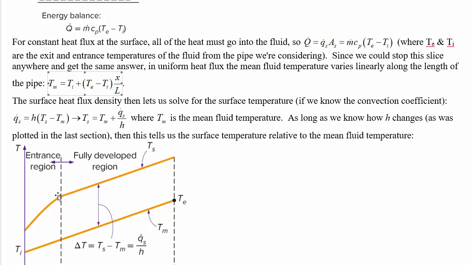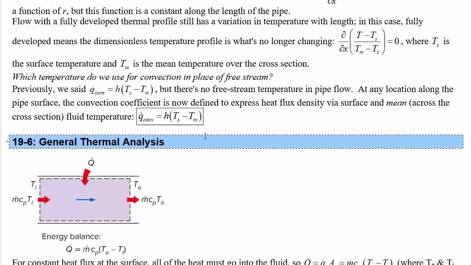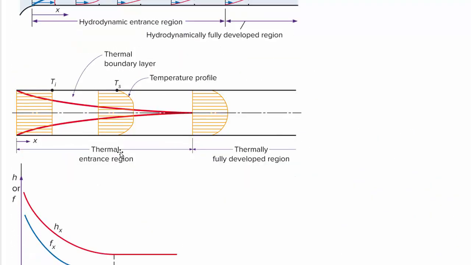In the entrance region, though, H is different. Specifically, it's higher. So if H goes up, then the difference between the surface temperature and the mean temperature is not as much. It gets lower. In fact, going back to the picture of the boundary layers, that kind of makes sense too. If you've got this constant surface heat flux situation near the entrance region, the surface temperature is going to be similar, closer to the mean temperature.